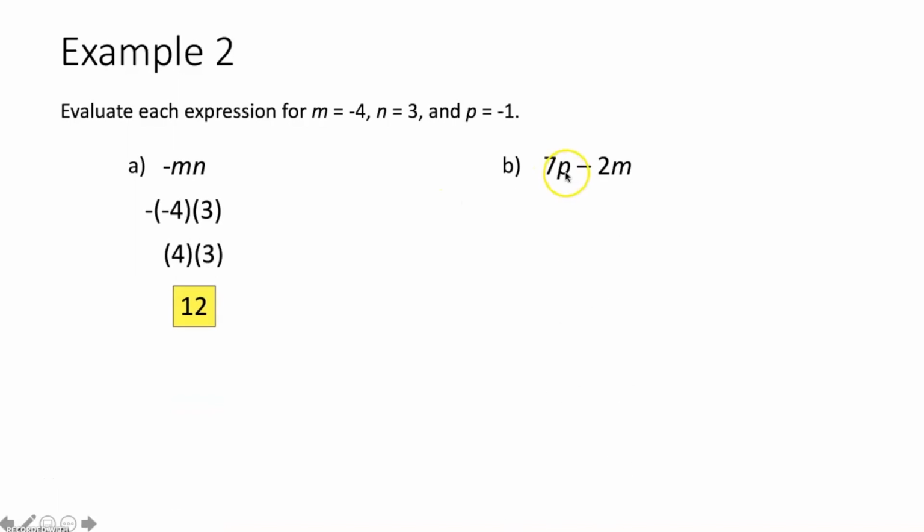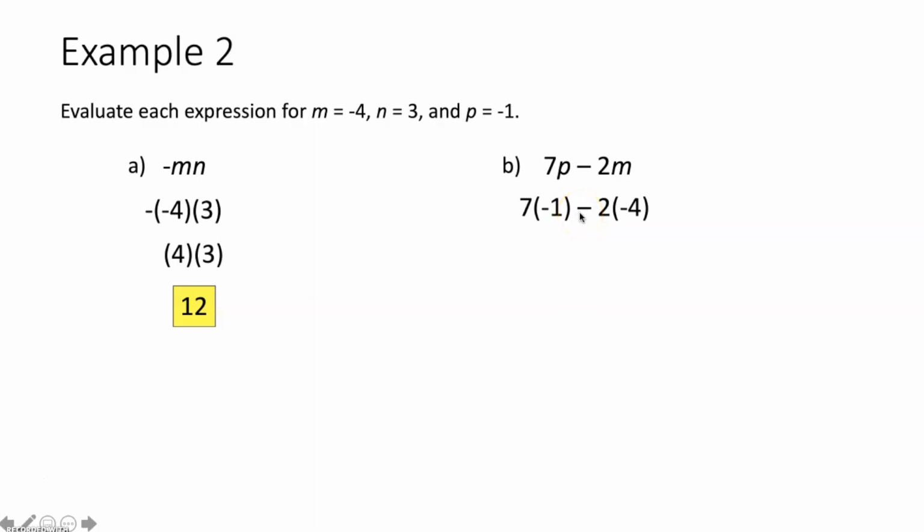For B, doing the same thing, we need to evaluate this expression with these given quantities. We know p here is equal to negative 1, so we're going to take negative 1 and plug it in for p. We know m is equal to negative 4, so we're going to take negative 4 and plug it in for m here. Now we need to simplify this. It's a little bit different than over here, because over here we had all multiplication, but over here we have multiplication and we have subtraction.